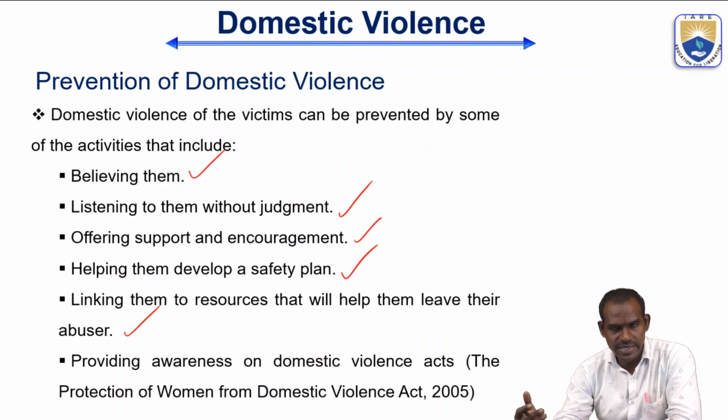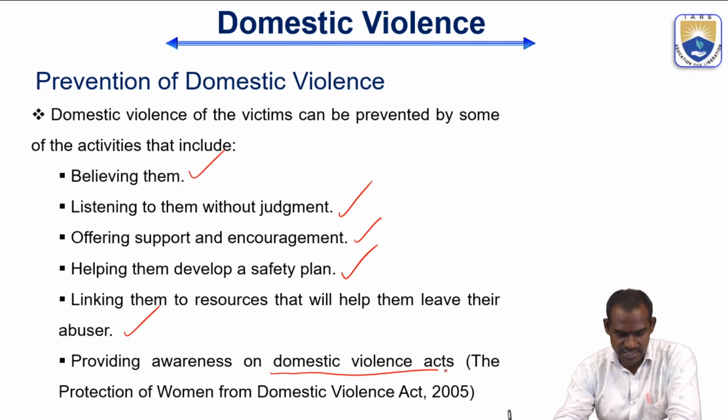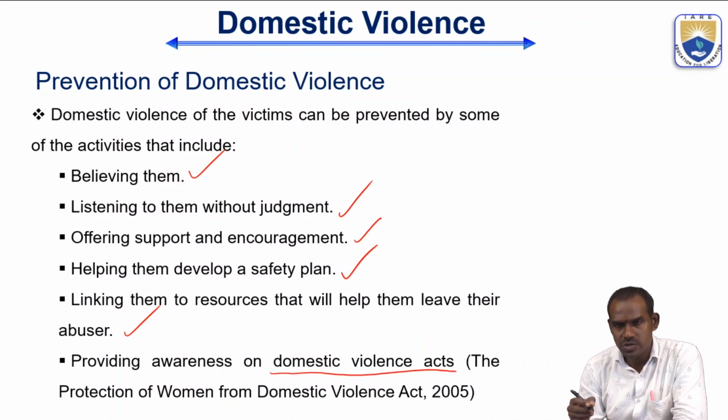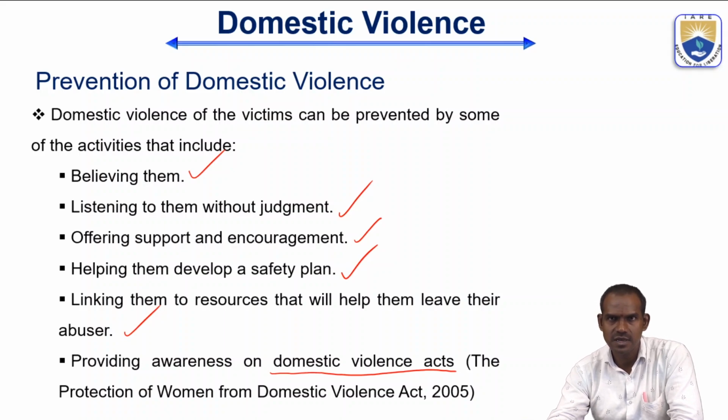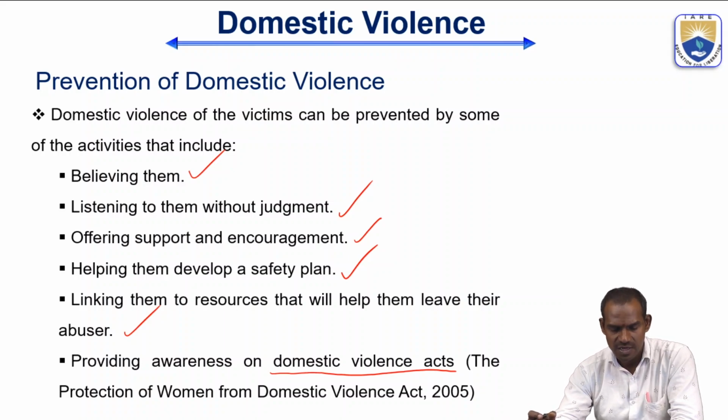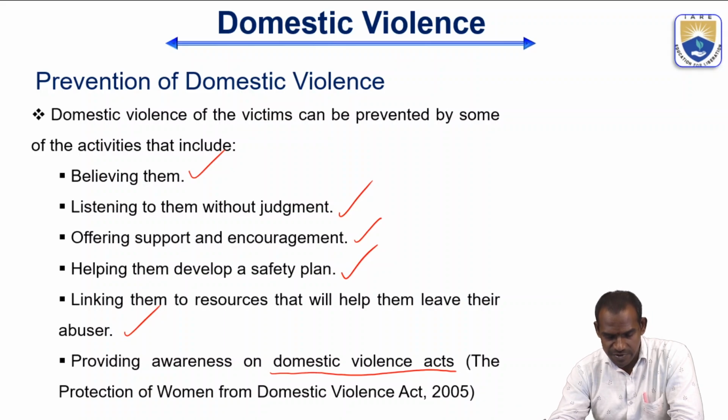Okay, and providing awareness on domestic violence acts. This is very very important. One should have awareness on domestic violence acts, or one should educate the family members or friends or community people or surrounding people about the domestic violence acts, because nowadays everyone is facing some form of domestic violence, knowingly or unknowingly, but they are not bringing it to the light. That is only the thing. But I am sure that somebody somehow are facing some form of domestic violence. So everyone must have awareness about domestic violence acts.